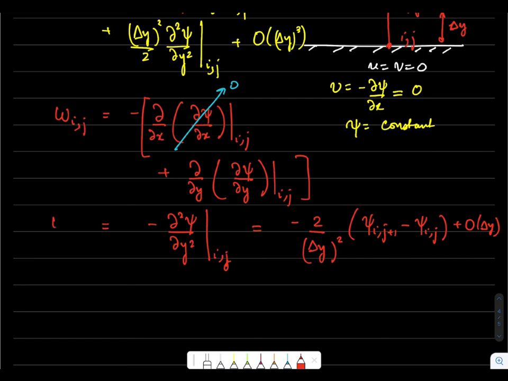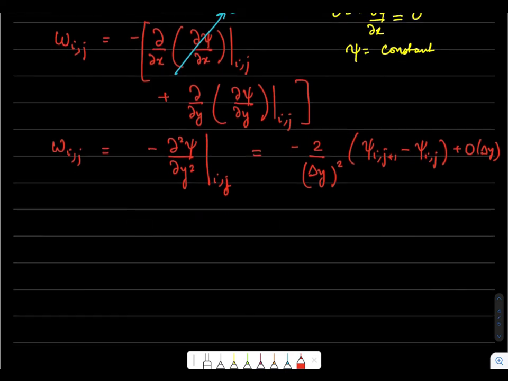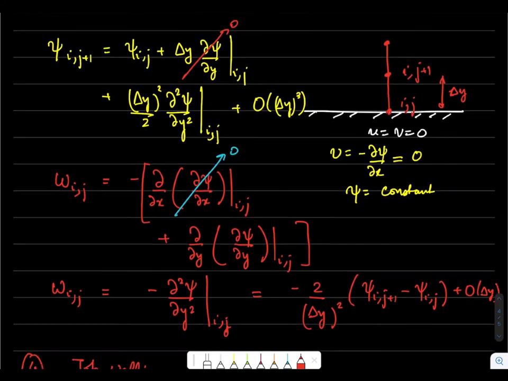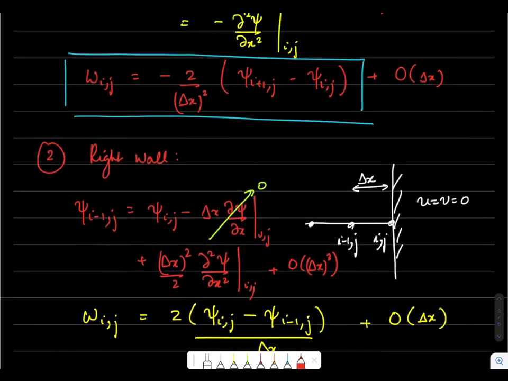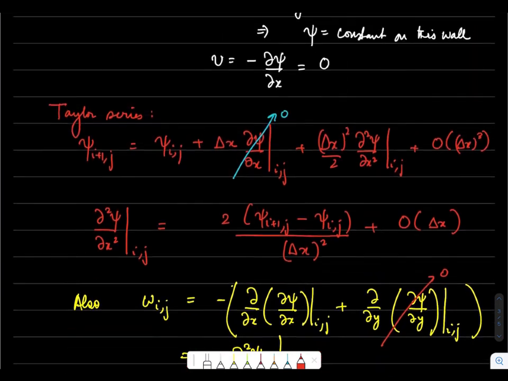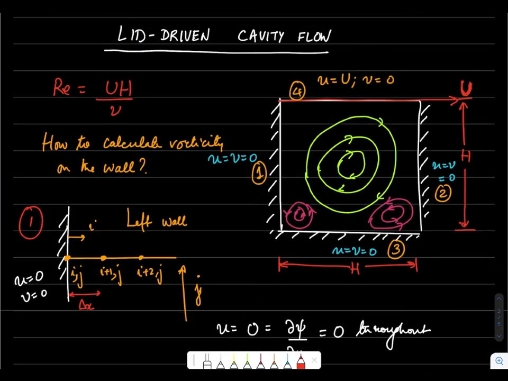Now the most interesting part happens at the top wall, which is moving. You can note that as of now all these expressions look similar, and nowhere have I brought in any information about the moving wall. So far this velocity has not come as an input to this problem.